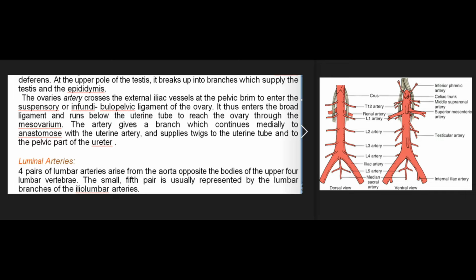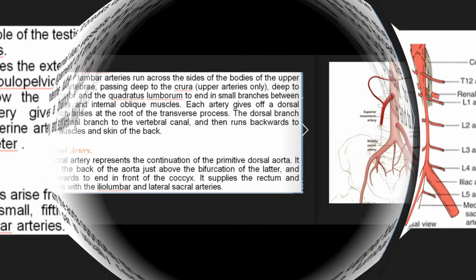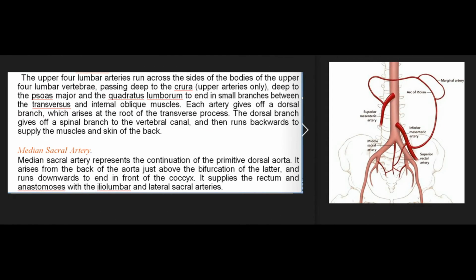Lumbar arteries. Four pairs of lumbar arteries arise from the aorta opposite the bodies of the upper 4 lumbar vertebrae. The small 5th pair is usually represented by the lumbar branches of the iliolumbar arteries. The upper 4 lumbar arteries run across the sides of the bodies of the upper 4 lumbar vertebrae, passing deep to the crura, upper arteries only, deep to the psoas major and the quadratus lumborum, to end in small branches between the transversus and internal oblique muscles.